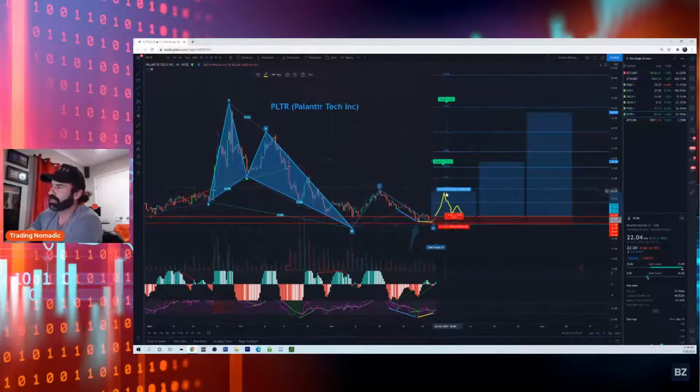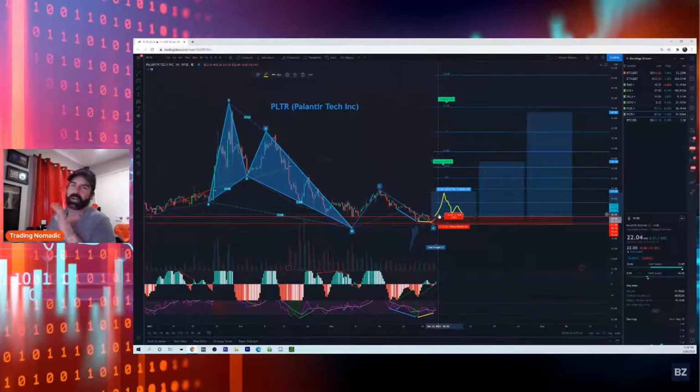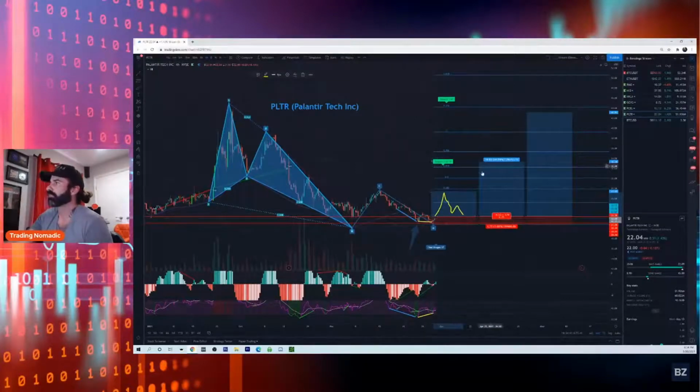And if I hit this first target and start to move up to the next target, if I have the confidence in the trade, I can add a little bit to my position, adjust my stop loss if I need to, and just go with it.